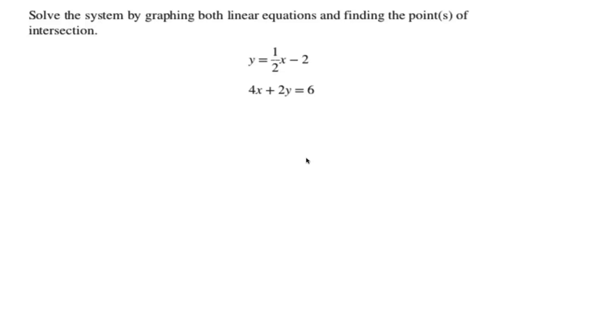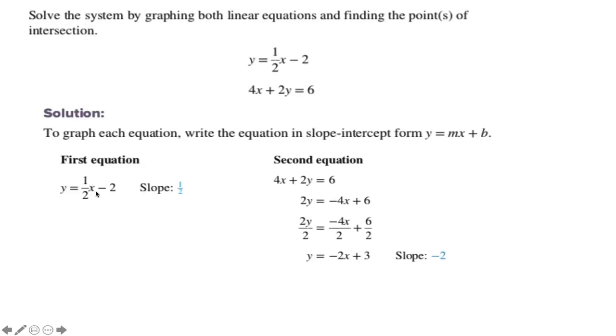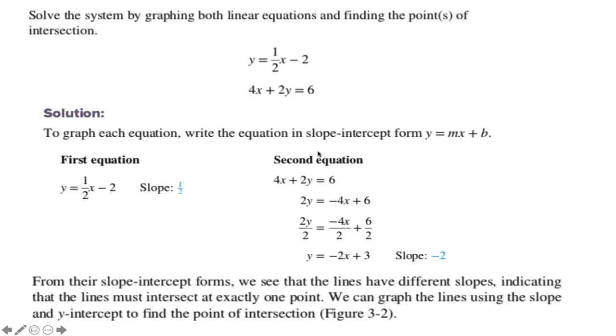Okay, let's look at this system and try to find the solution. One way to do this is to graph each equation. The first line has slope 1/2 and y-intercept -2. For the second equation, let's put this in slope-intercept form. I solve for y, move the 4x over, and divide by 2. Notice when I divide by 2, I have to divide both of these terms. So the slope is -2, the y-intercept is 3.